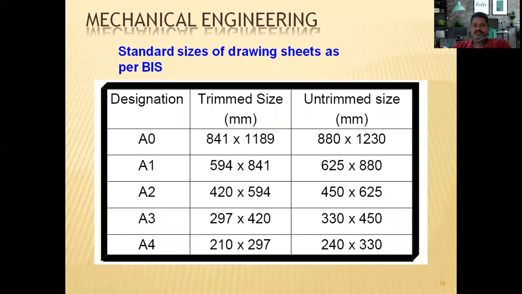Now the drawing sheets are available in different sizes, A4 to A0. A0 is available in trimmed and untrimmed sizes. Trimmed means to some extent we have a reduced size, because after cutting, the edges will be trimmed. In the untrimmed size, it will be 880 by 1230. If it is trimmed, 841 by 1189. Then, as you can see here, A4 is 210 by 297, untrimmed 240 by 330. These are the standard sizes of the drawing sheets available.